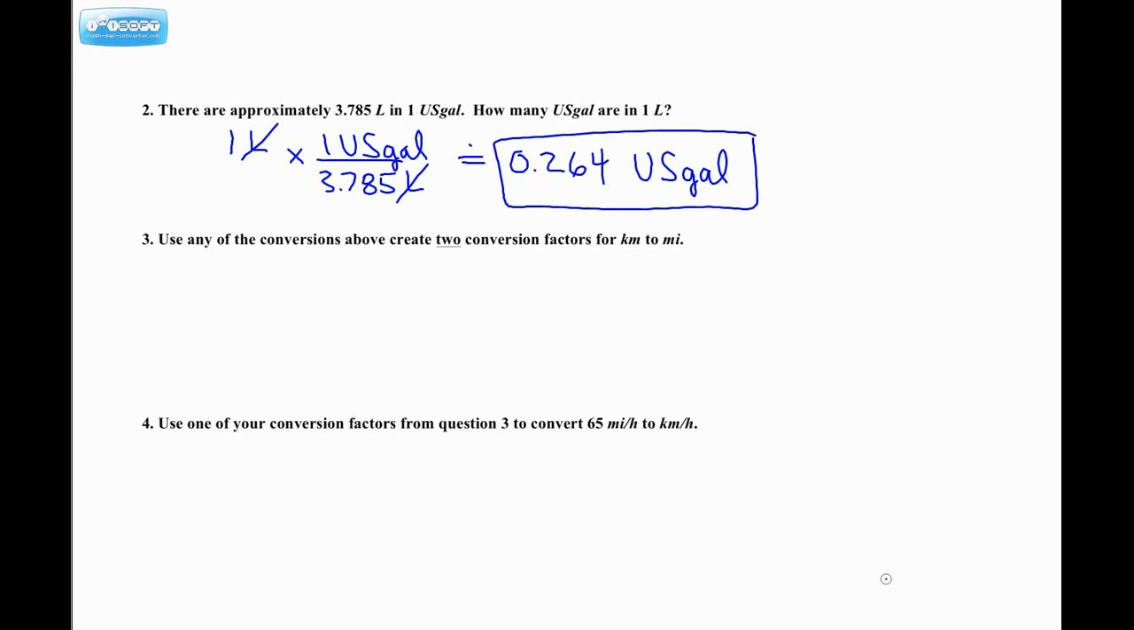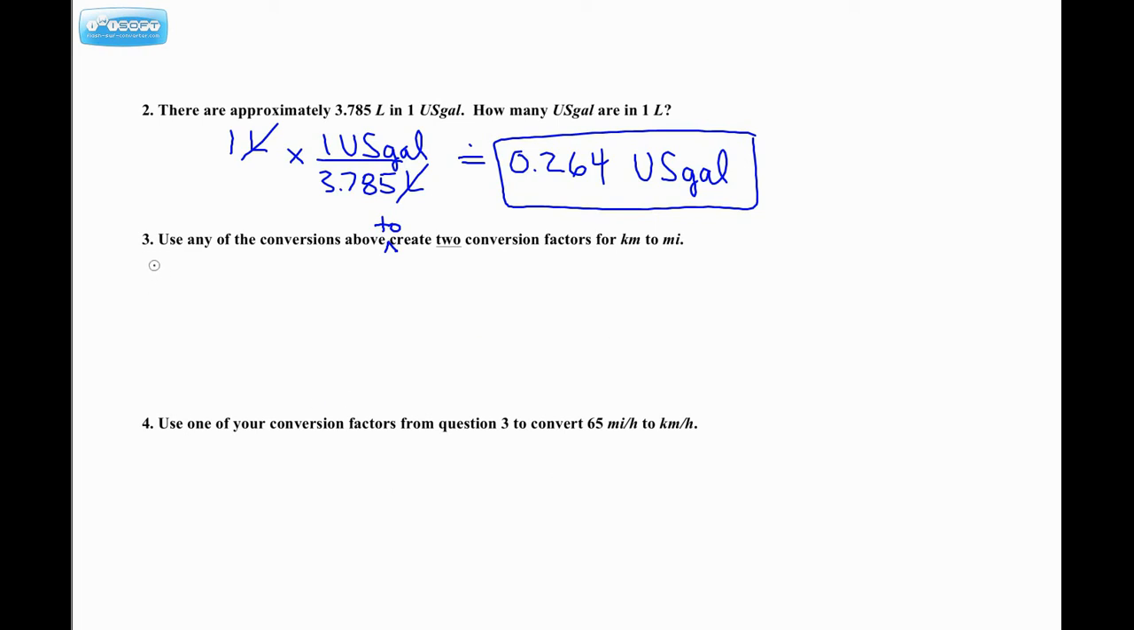Number 3, use any of the conversions above, there's a little typo here, to create 2 conversion factors for kilometers to miles. Now if you're wondering, isn't there only one way to go from kilometers to miles? Well, yes, but when I say 2 conversion factors, it depends which way you're going. So do you want to know how many kilometers are in 1 mile, or how many miles are in 1 kilometer? Okay. So let's go from kilometers to miles.